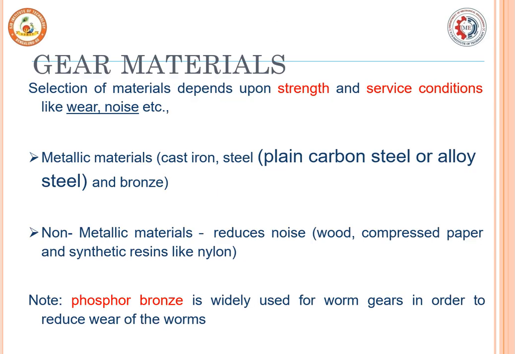What are the gear materials needed for the spur gear when we design? Selection of material depends upon the strength and service conditions like wear and noise. Metallic materials like cast iron, steel, and bronze are selected. Non-metallic materials reduce noise, such as wood, compressed paper, and synthetic resins like nylon. Like this, different materials are considered.